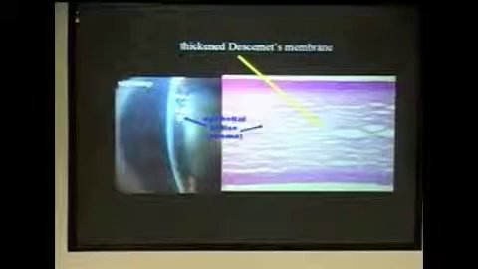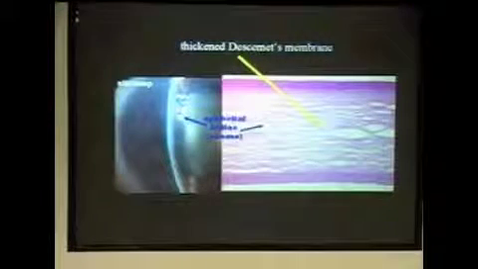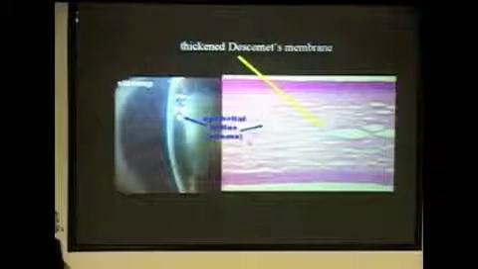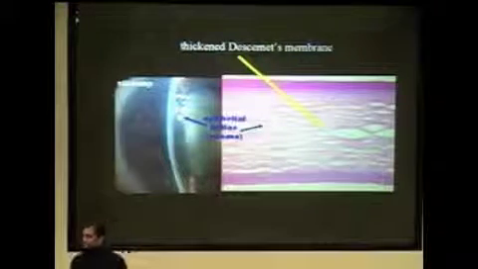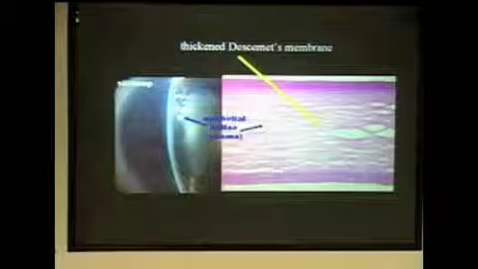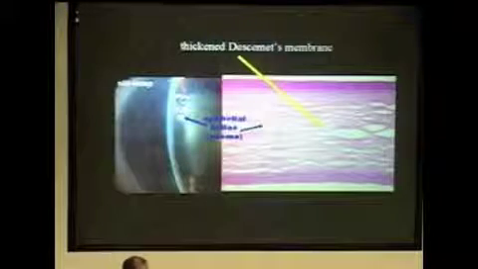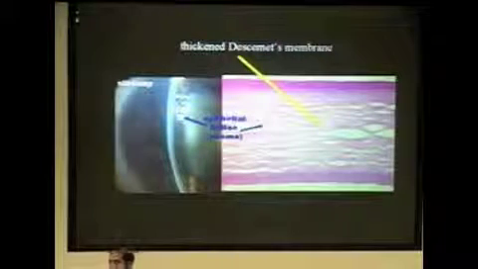Then, this is still Fuchs. Why do you see bulle? What's bulle? Accumulation of fluid. Accumulation of fluid where? In this particular case, in the stroma. Stroma of the cornea.